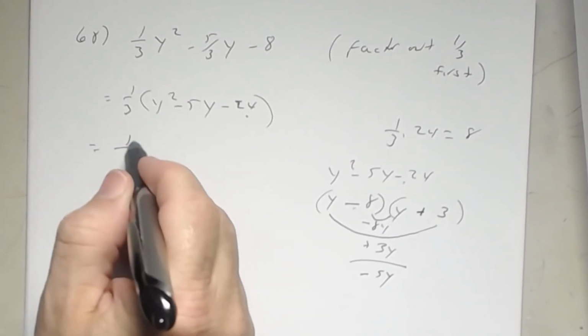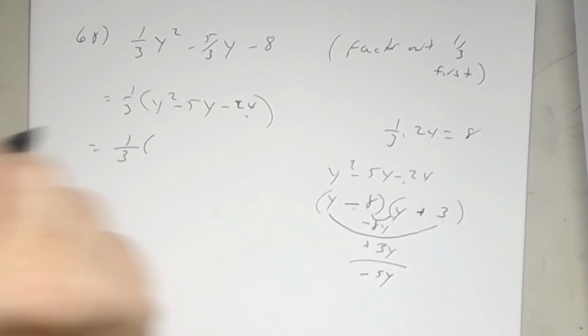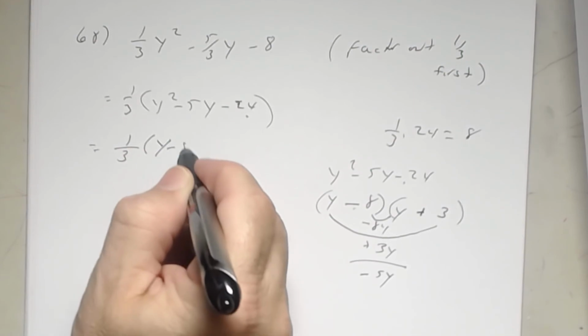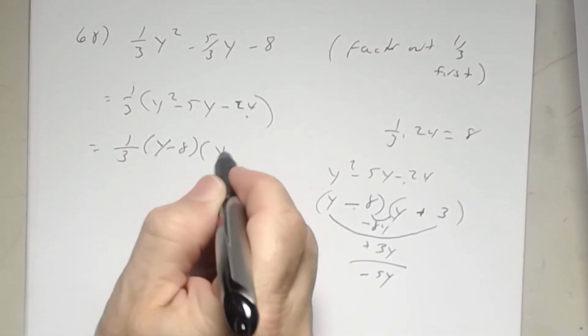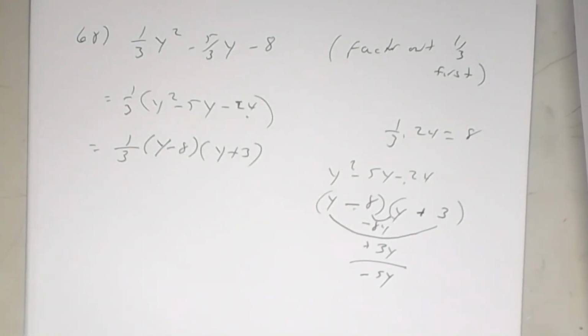All right, and so what's the answer? 1/3 times y minus 8 multiplied by y plus 3. So just in case you have one like that in my math lab, that's what you do. All right, and that's all this section was about. We're done with that section. Cool. All right. Now, still trial and error.